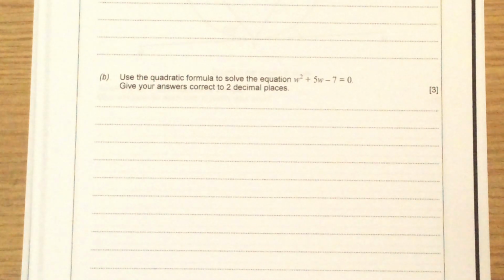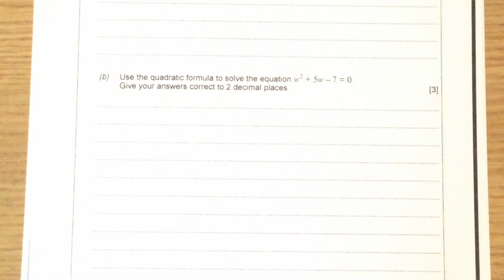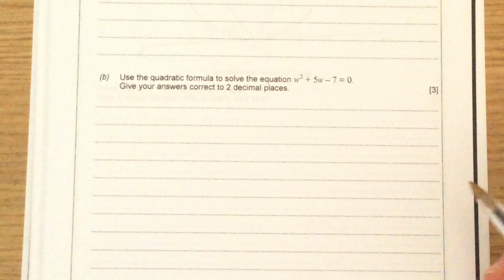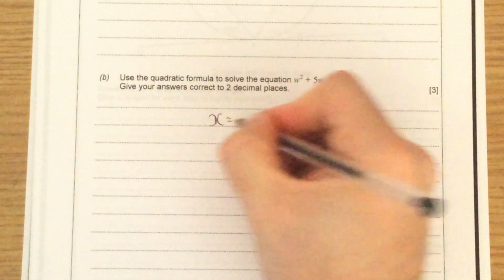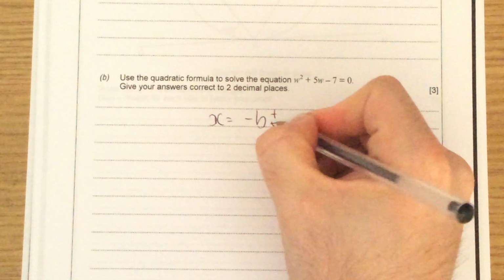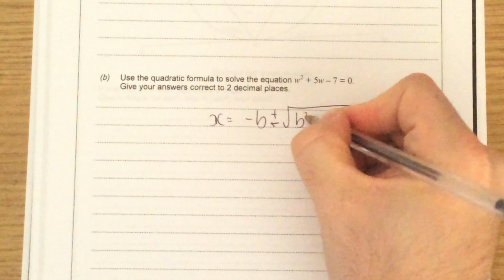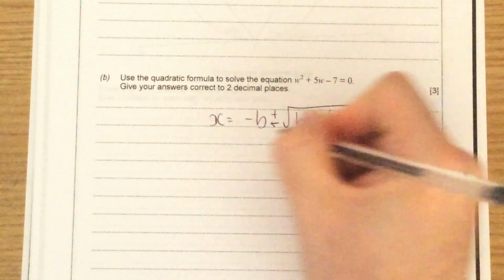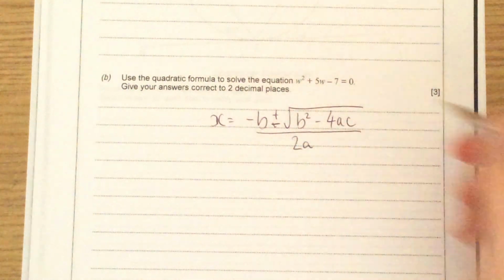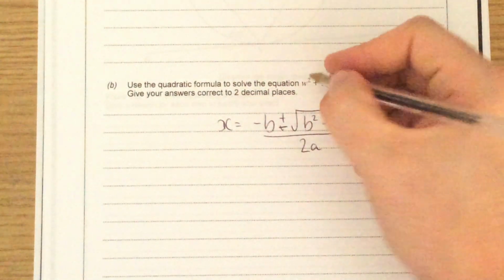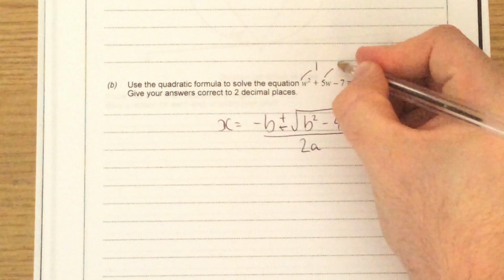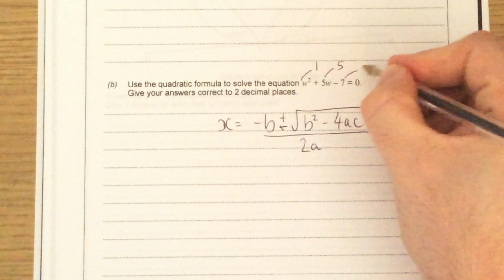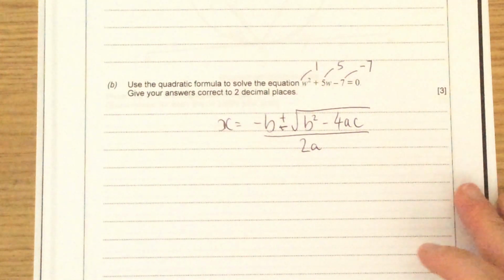Part B, use the quadratic formula to solve the equation w squared plus 5w minus 7 equals 0. So quadratic formula is x equals minus b plus or minus the square root of b squared minus 4ac, all divided by 2a. Remember, that's given to you in the front of the paper. A is the number in front of the squared term, so in our case 1. B is the number in front of the w, and then c is the number on the end. And remember, the minus sign goes with it.